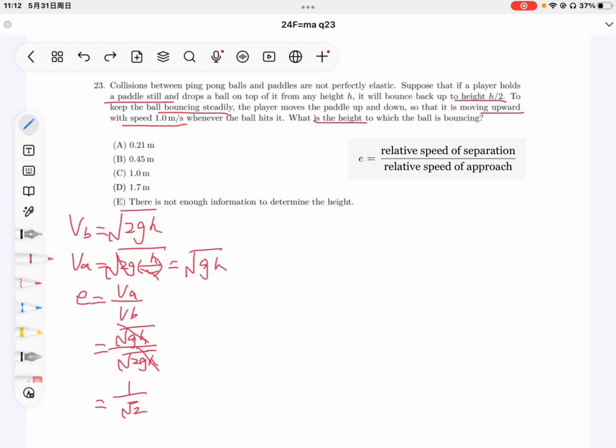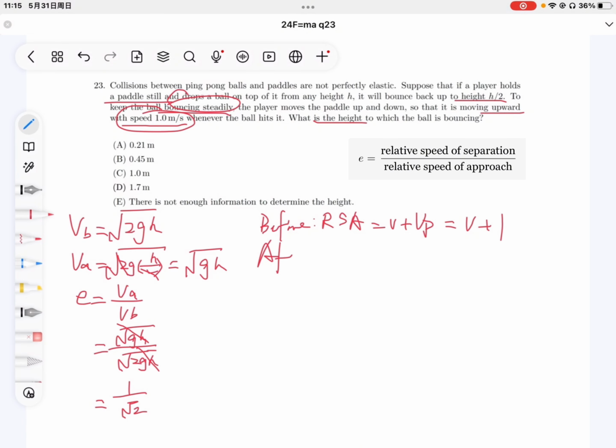The problem states that the ball is bouncing steadily. This means the motion repeats itself every cycle, and as a result, the ball must leave the paddle with the same speed magnitude that it has when it returns to the paddle on the next bounce. So let that speed magnitude be v. Before the collision, the relative speed of approach equals the velocity of the ball plus the velocity of the paddle. Since we know that the paddle speed is 1.0 meter per second, we can simply plug it in. We get v plus 1.